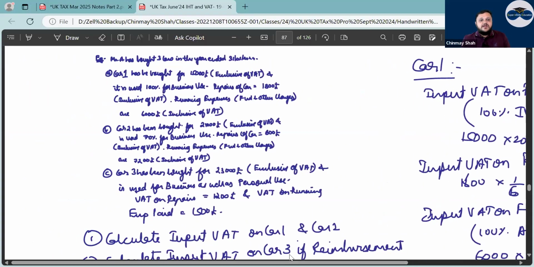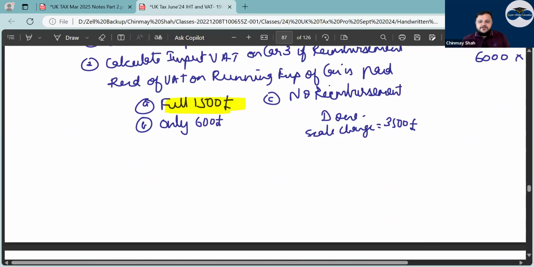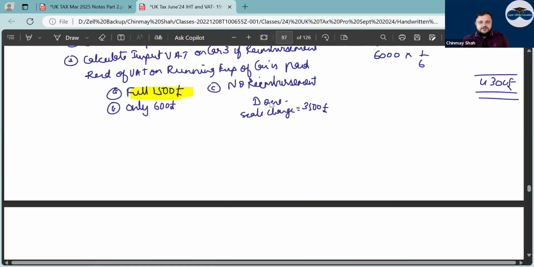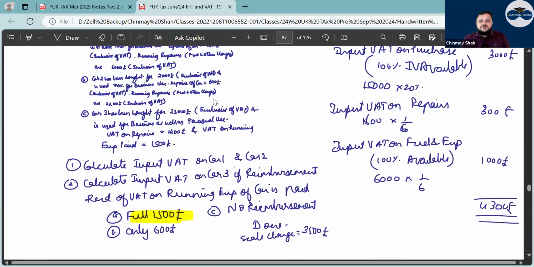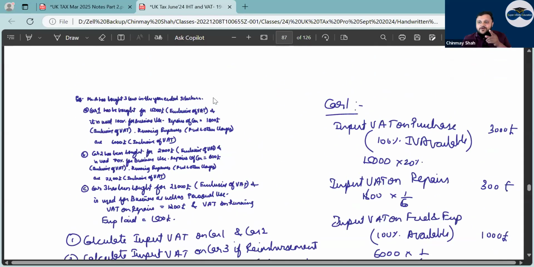Come to second car. Car 2 has been bought for 21,000 exclusive of VAT and is used 70% for business. You know the 70% and 30% business use, correct? Repair of the car is 600 pounds, exclusive of VAT, and running expenses and other expenses are 7,200. Now come to car 2. What is the answer for car 2? Have a look. Input VAT on purchase 2,100, correct? Only 50% available because is the car used 100% or less than 100%? Less than 100%. So how much will you get?